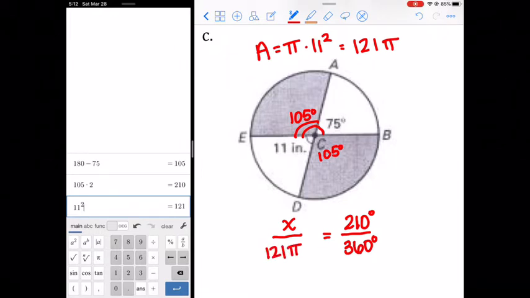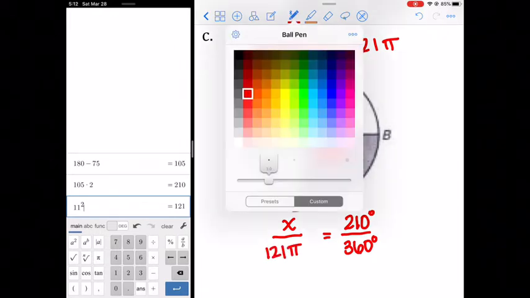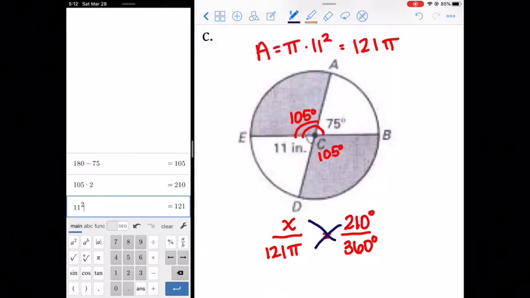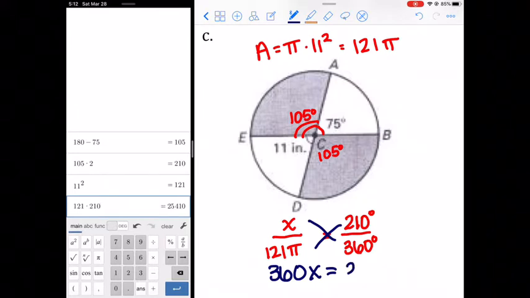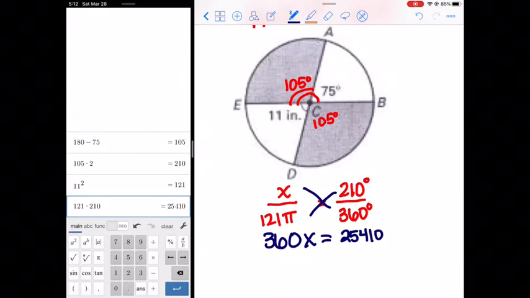And now I can go through and I can cross multiply. So I get 360x equals, then I'm going to do 121 times 210. And that is 25,410. And then I put the pi with it. So again, I have a guess that this isn't going to come out as a very nice fraction, but we can do that to get our exact answer.